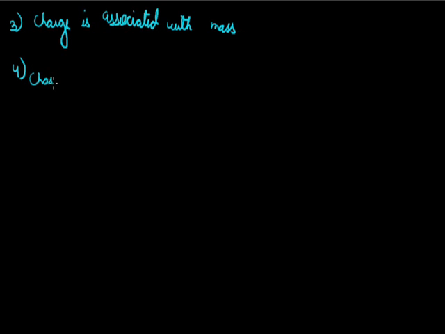Next property is charge is associated with mass. Next property is charge is transferable. Means if we have a charged body kept near an uncharged body, then that charged body will induce charge on that uncharged body also. Means charge is transferred from a charged particle to an uncharged particle.